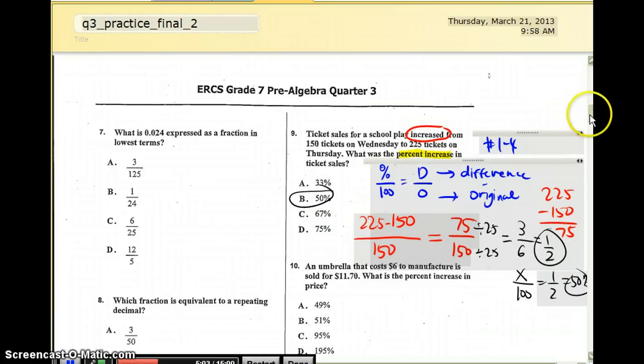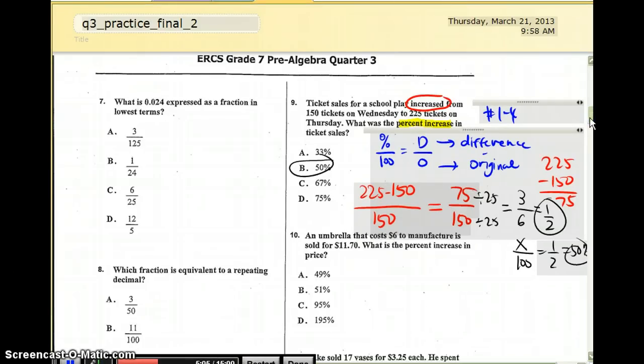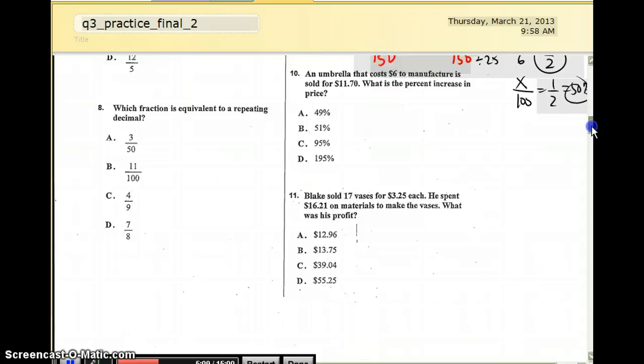Number 10 is similar to number 9. So you're going to do the same thing.